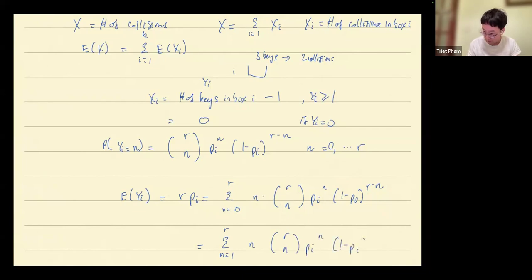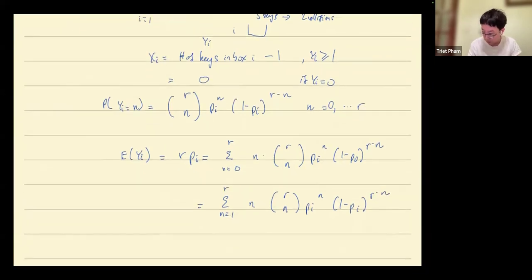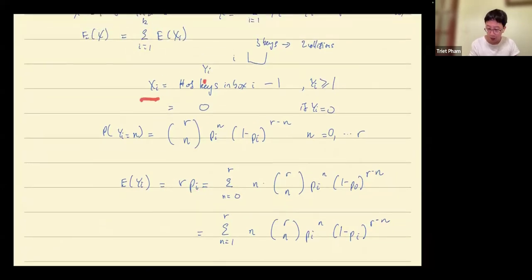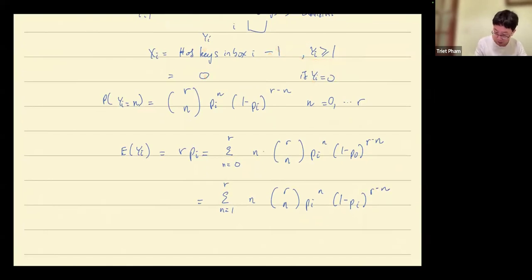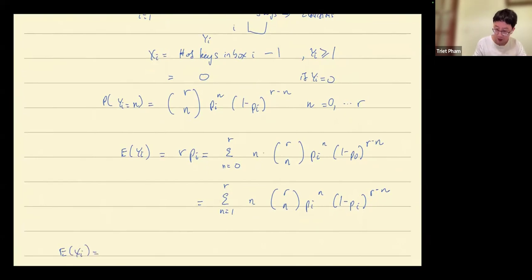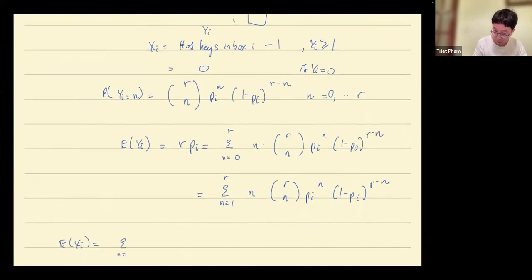And this expression is equal to R times pi. On the other hand, what is xi? Xi is yi minus 1 if y is bigger than or equal to 1, and 0 if y equals 0. So in other words, xi equals the sum from n equals 1 to R of n minus 1, because it's yi minus 1, times the probability of yi equals n. Agree? And so it's going to be n equals 1 to R, n minus 1 times this.